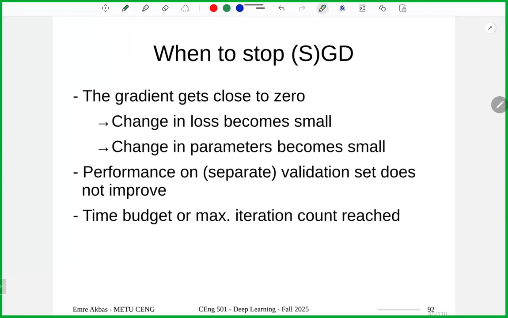When do you stop stochastic gradient descent? You can choose to monitor the training loss. When the change in loss becomes small, that means training loss becomes flat. Or the change in model parameters becomes small: you monitor the change in network weights, iteration by iteration. If it becomes small, you can stop. Or you might have a separate validation set on which you monitor the loss. If it does not improve, you stop. Or you might have a time budget or max iteration count, depending on your context. Then you can stop SGD based on that.